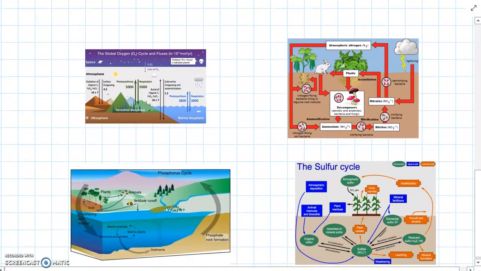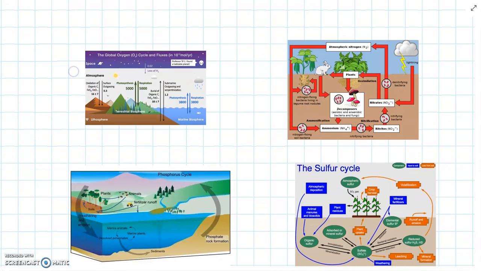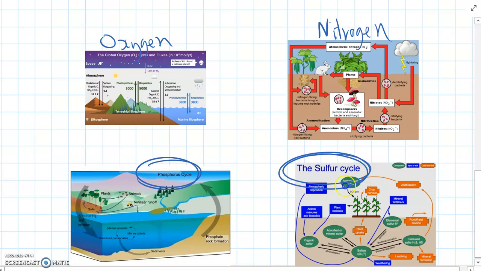So that's the two main cycles, but we've discovered that every nutrient has its own cycle. So here is the oxygen cycle. This one's the nitrogen cycle. We've also got the phosphorus cycle and sulfur as well. So you can see how complicated some of these cycles are. And we don't need to remember them, but just to be aware that every nutrient moves through the ecosystem in different ways.